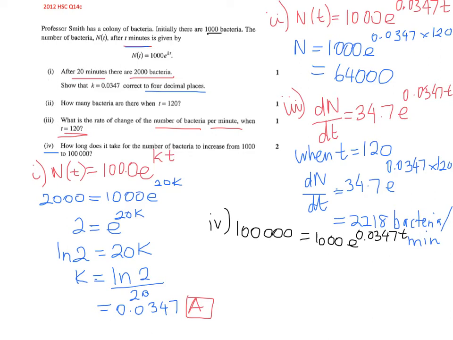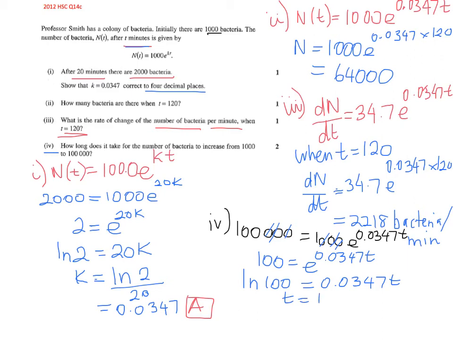And we're solving this equation for t. So dividing both sides by 1,000. Let me show you a quick way of doing that. Cross off 3 zeros there, cross off 3 zeros there. So you can see 100 equals e to the power of 0.0347t. Take the log of both sides. Log of 100 equals 0.0347t. Divide both sides by 0.0347.